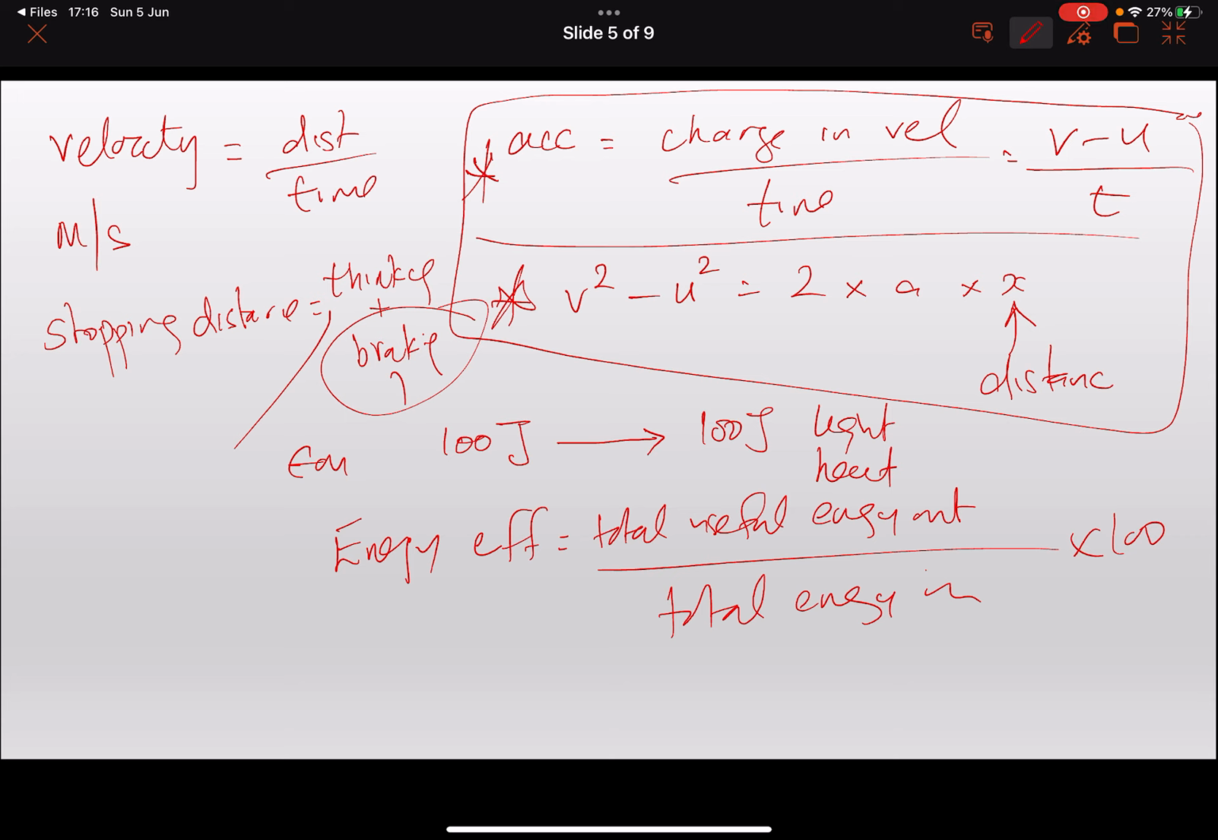is the total useful energy that is given out over total energy in, times 100. That's the energy efficiency formula. For the higher paper, you also need to know energy can be transferred by heating in different ways: conduction, convection, and radiation. Please note, conduction is how heat travels in solids by vibrations. Convection is the movement of heat in fluids, in liquids and gases.